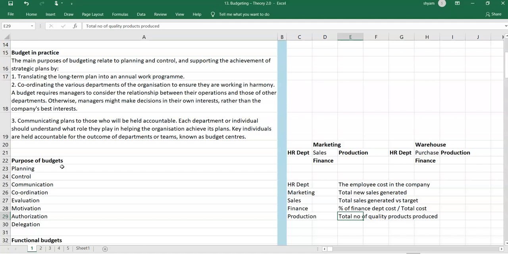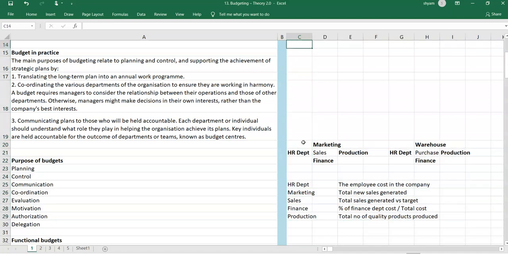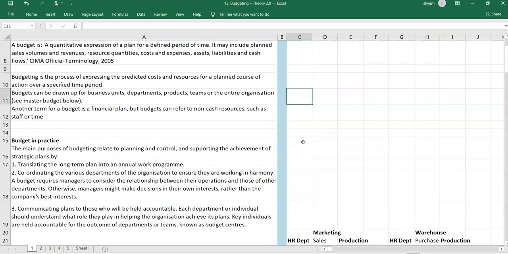So what about the first one? Translating long-term plans into an annual workable program. That also we'll discuss; I think we can discuss that here. So assume that a CEO has a sales target. The CEO has a sales target.